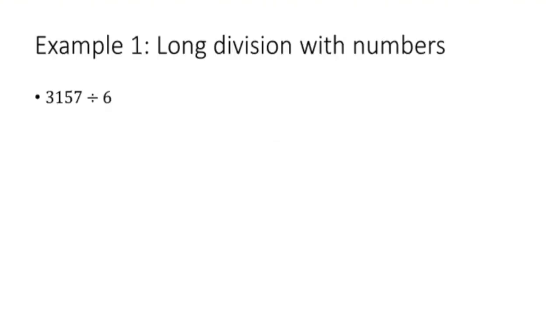Section 3.5, Dividing Polynomials. Before we start performing division with polynomials, let's recap how we perform division with numbers. We'll start off with 3,157 divided by 6. The setup for long division is the number we're dividing by goes outside of the division symbol, and the number that's being divided goes inside of the division.